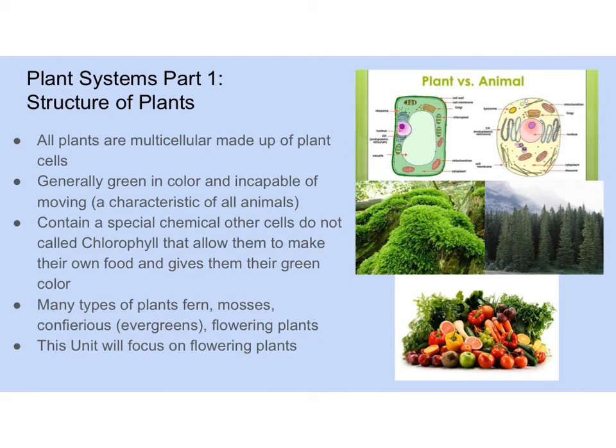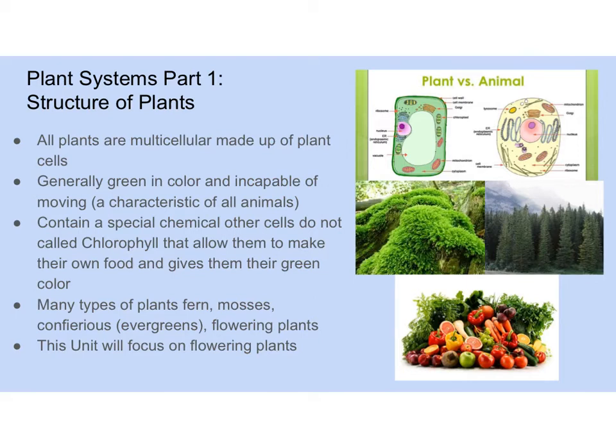Now, they also contain a special chemical that other cells do not, called chlorophyll, that allows them to make their own food and gives them their green color. So we don't have chlorophyll, protists don't have chlorophyll, bacteria don't have chlorophyll, and because they don't have it, they're unable to make their own food. So it's a special chemical that only plants have.